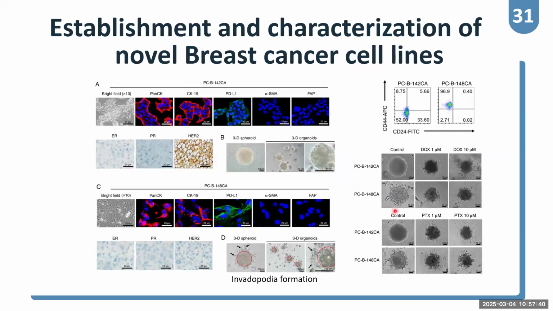And also we can use 3D cell culture to establish and characterize the new cell line that we have isolated from the patient. Okay, as I mentioned to you, I have already established 142 and 148. 142 is from a HER2 positive cell, and 148 is from a triple negative breast cancer cell.